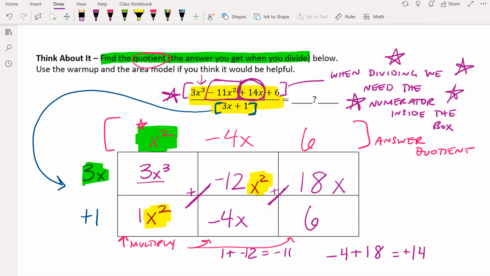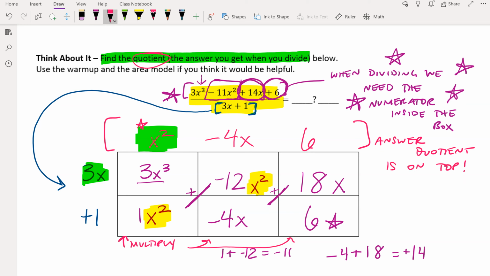All right. How do we know if we did this right? Did you have everything add up to your numerator? Let's check this very last one. We got 6. Was that the last term in our numerator? 6. Look at that. We finished. The answer to your division is on top.